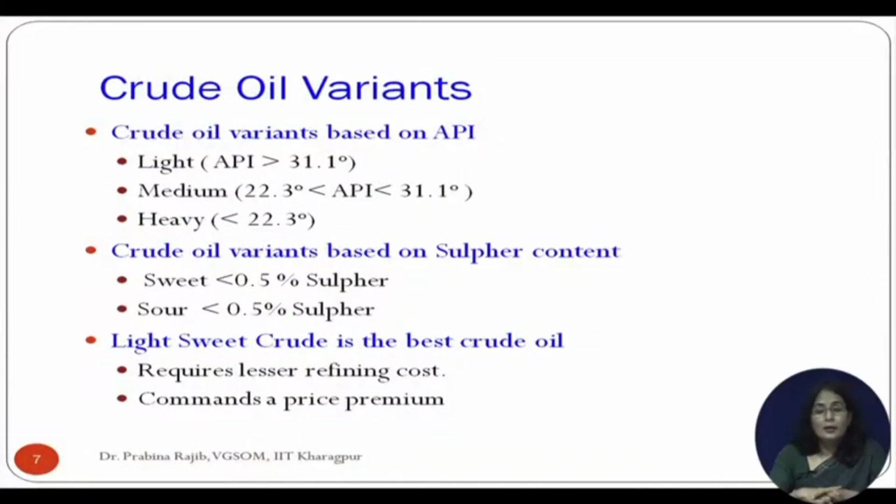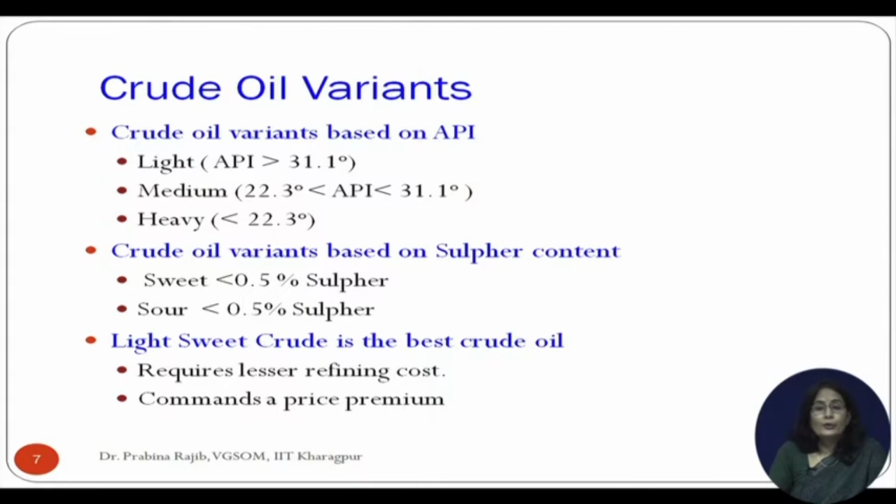Similarly, the second measure of knowing the quality of the crude oil is the sulfur content. If a particular crude oil variety has a higher sulfur component, then it is known as a sour crude oil, and if it has a lesser sulfur component, it is known as a sweet crude oil. There is a slight mistake in this slide, so please ignore this one. The sweet will be less than 0.05 and sour will be greater than 0.05%.